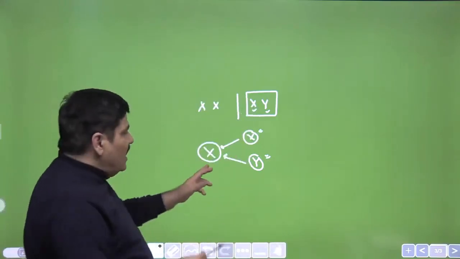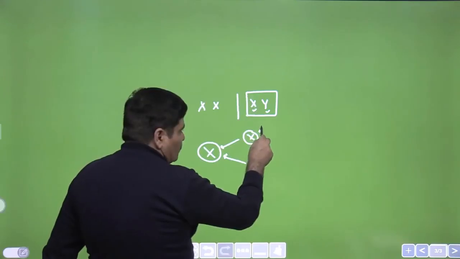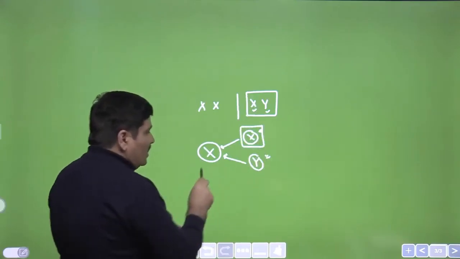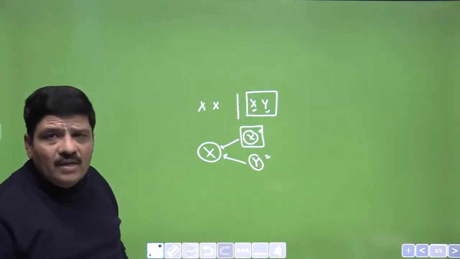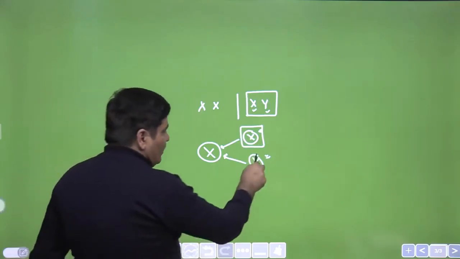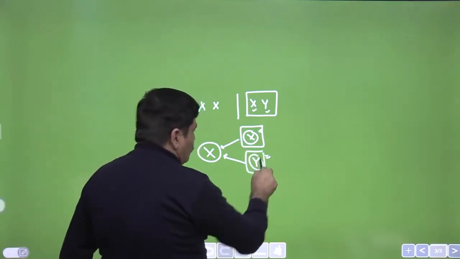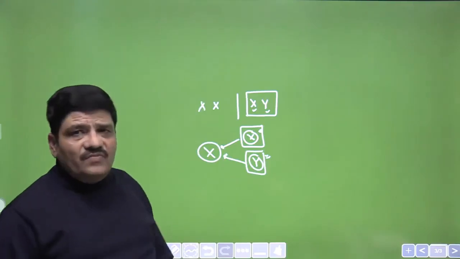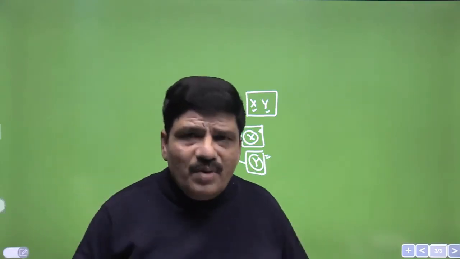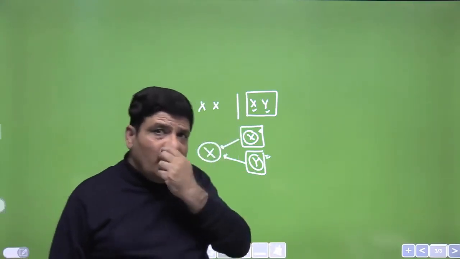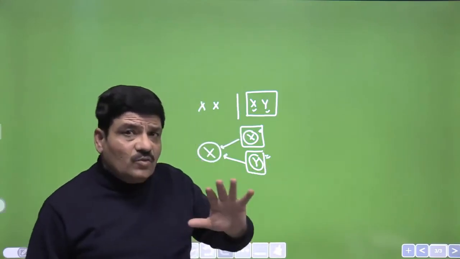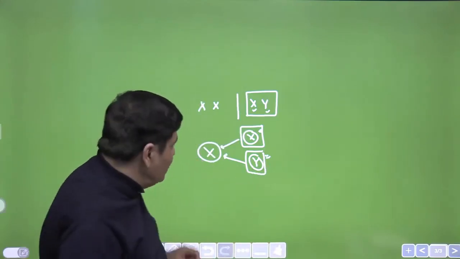So if the egg is fertilized by a sperm which is carrying an X chromosome, the resultant sex of the fetus would be a female, and if it is fertilized by a Y chromosome, the resultant sex of the fetus would be a male. I hope you remember this. So this is the next point that is actually described by your NCERT.